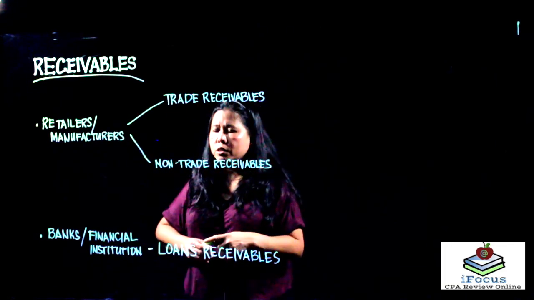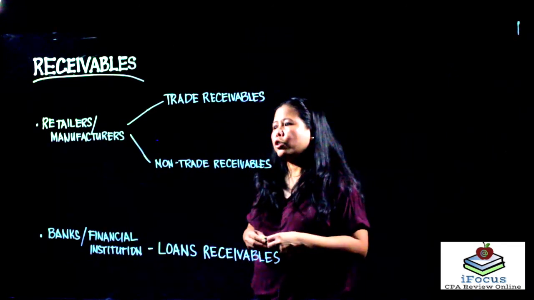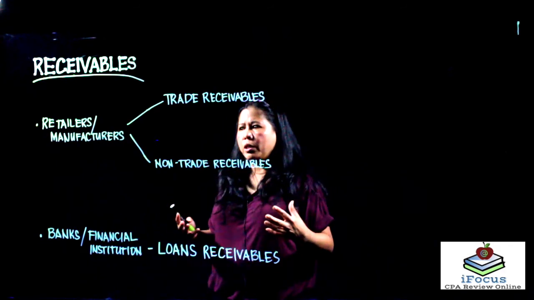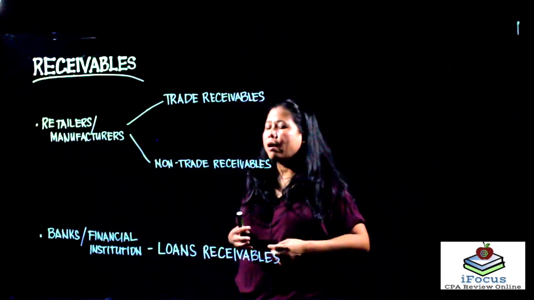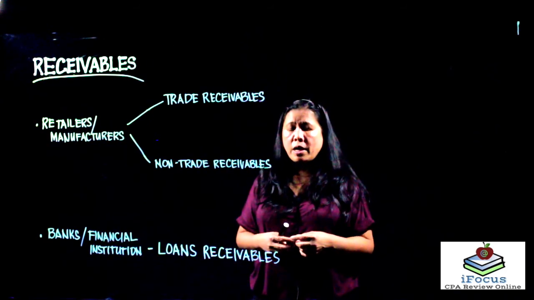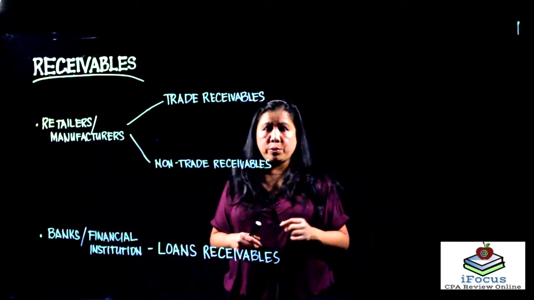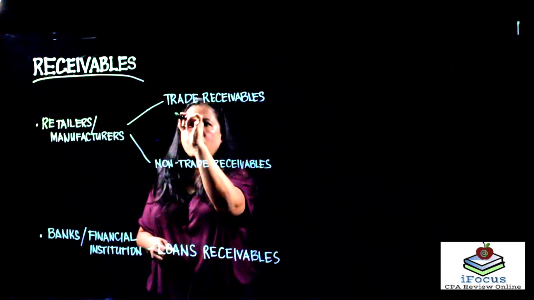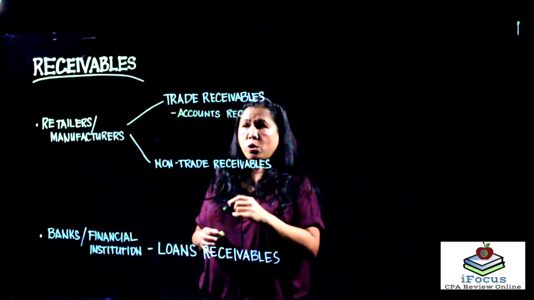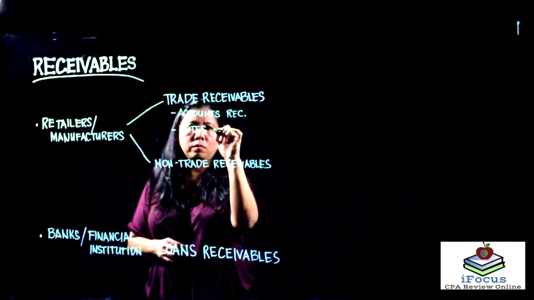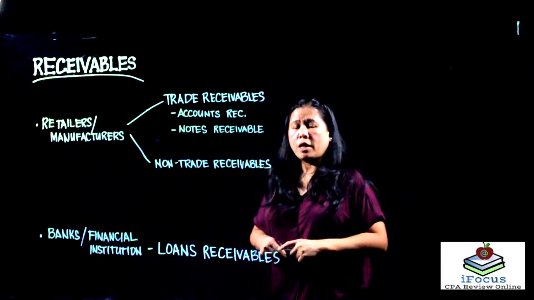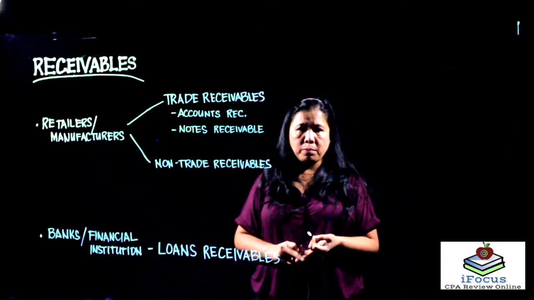Trade receivables are contractual rights to receive cash from its customers or from other companies for goods or services that have been delivered or used. There are 2 kinds of trade receivables, and these are accounts receivable and notes receivable. So trade receivables are accounts receivable and notes receivable.